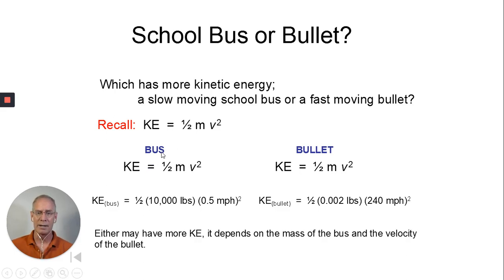So let's say that I have a bus that weighs 10,000 pounds. That's 5 tons. It's only moving at a half mile per hour. You could run the numbers there and find out how much kinetic energy it has. Or you could take a relatively slow-moving bullet, 240 miles per hour, square that times its mass, and figure out which has more energy. So both of these things are important, mass and velocity, but velocity oftentimes has a bigger effect because it's a squared term.